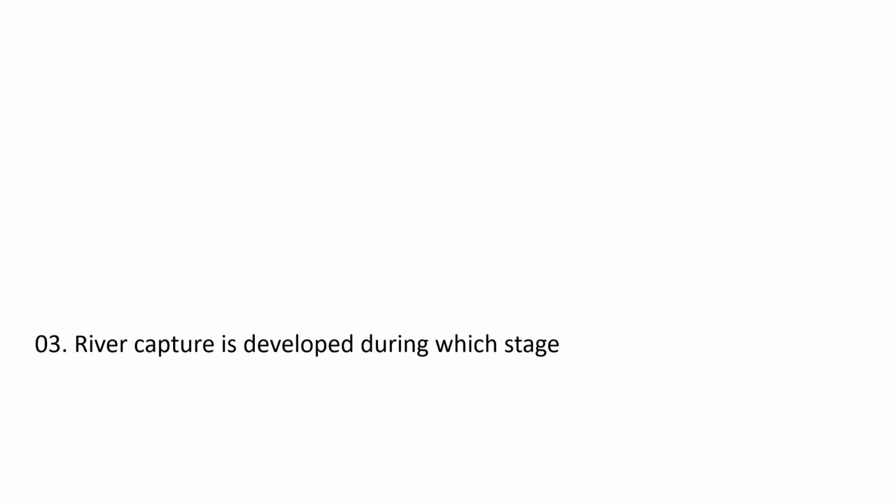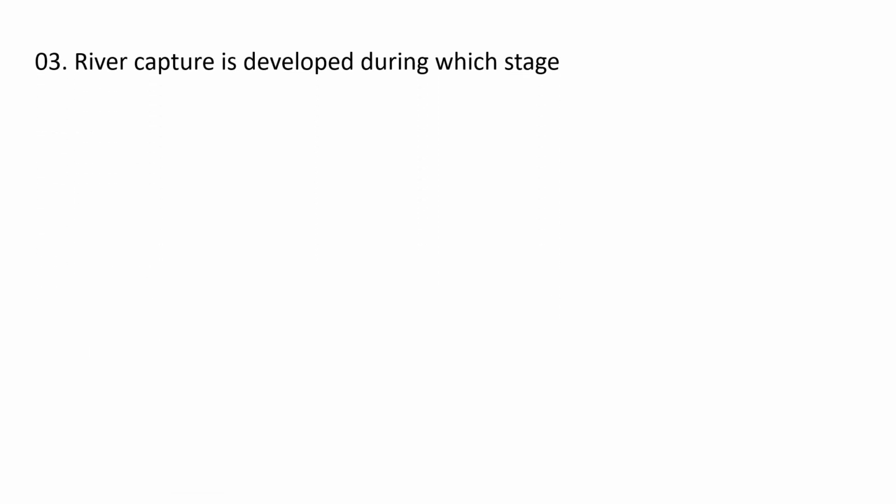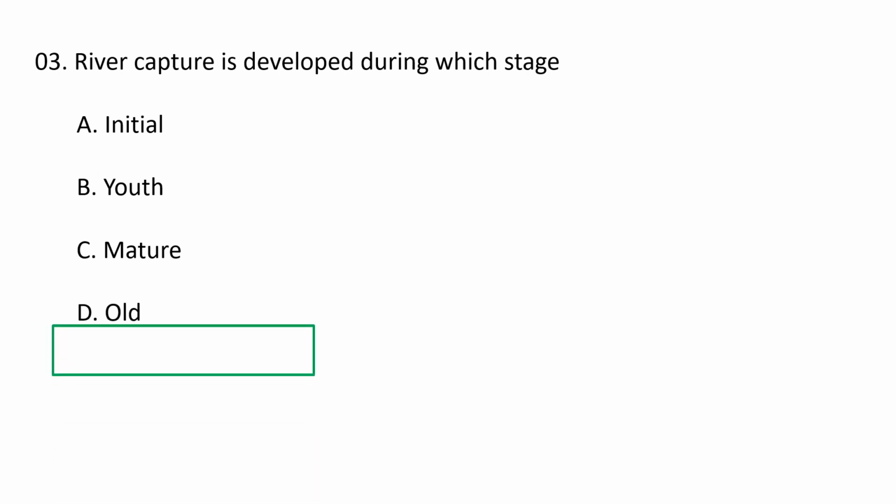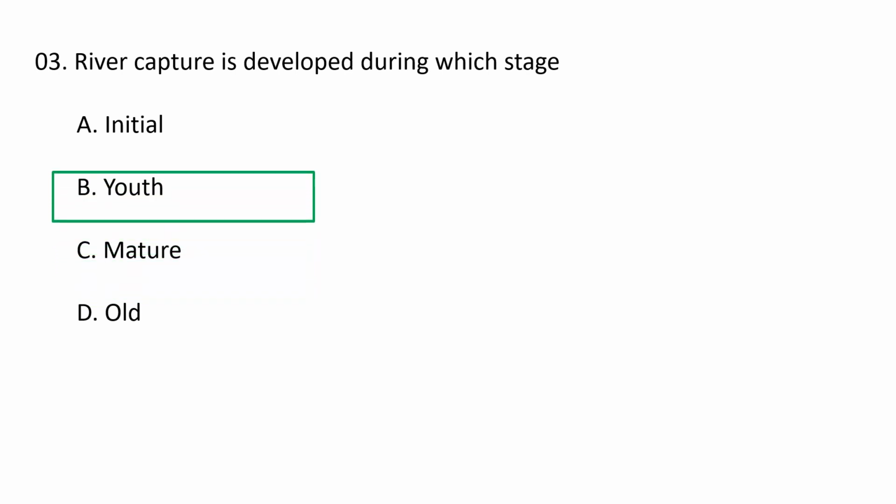Next question. River capture is developed during which stage? This is very important. So A. Initial, B. Youth stage, C. Mature stage, and D. Old stage. So river capture is an important process that takes place in the youthful stage of a river. So B is the correct option. River capture takes place in the youthful stage of a river, and its development depends on the differential rate of the headward erosion of the neighboring rivers into the water divide. So B is correct.